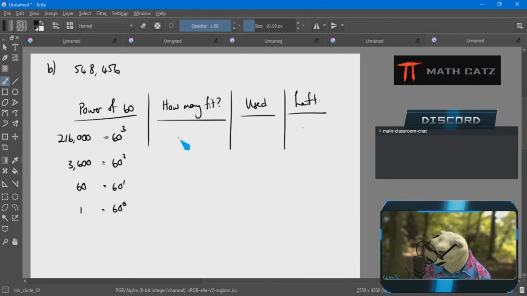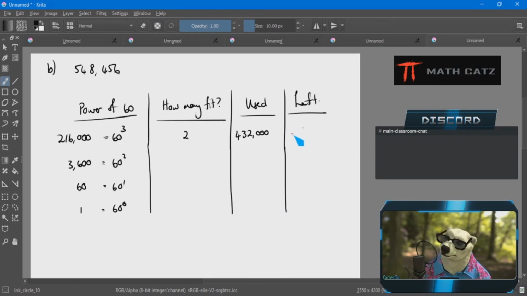So then my first question is, how many 60 cubes can fit in my number? Well, it should be 2. And I've used 432,000. Sometimes the arithmetic is easy. Sometimes I need a calculator maybe to be 100% confident. It's totally up to you. Then how much is left? Maybe you want to do it in your head and then verify it with a calculator. That's up to you.